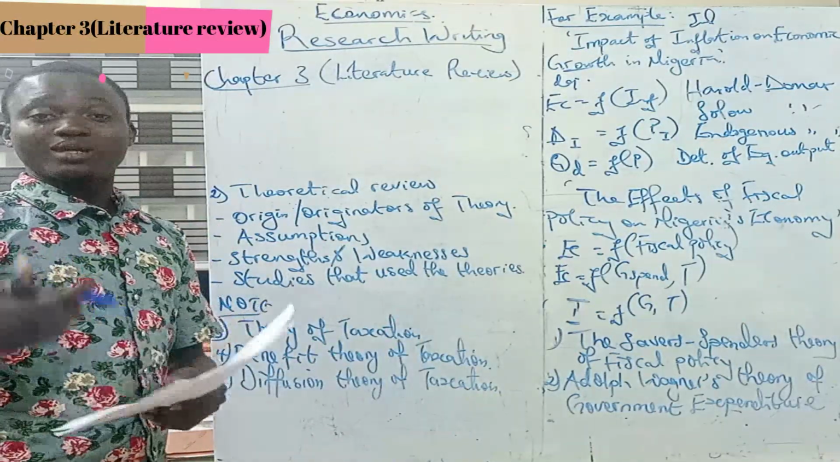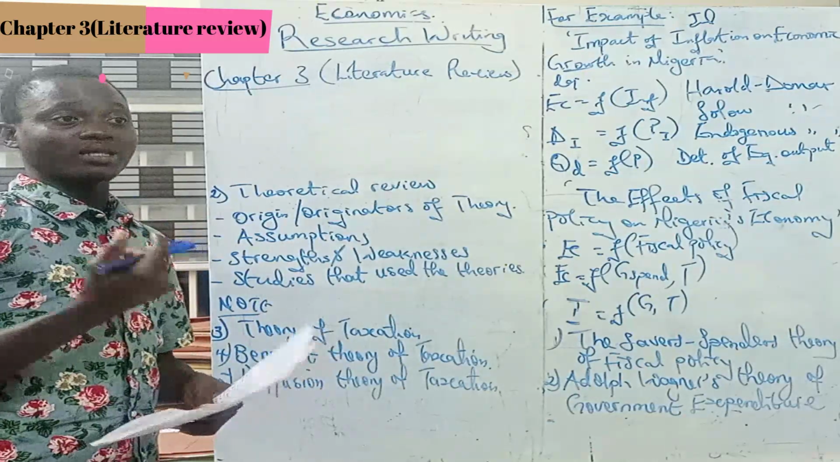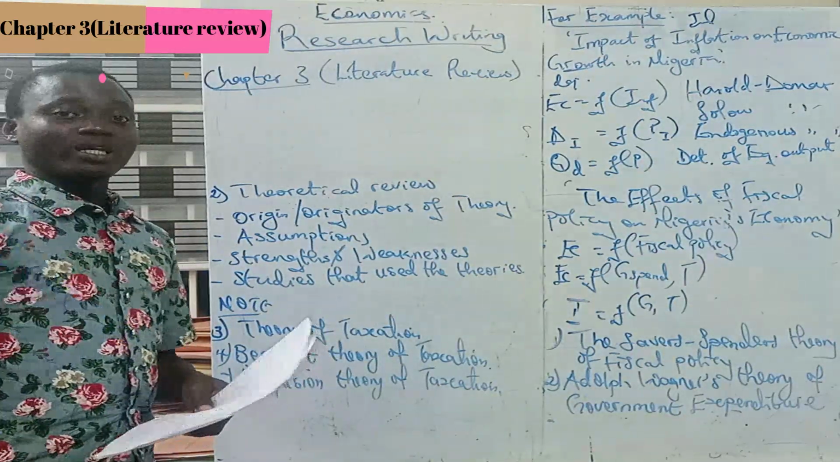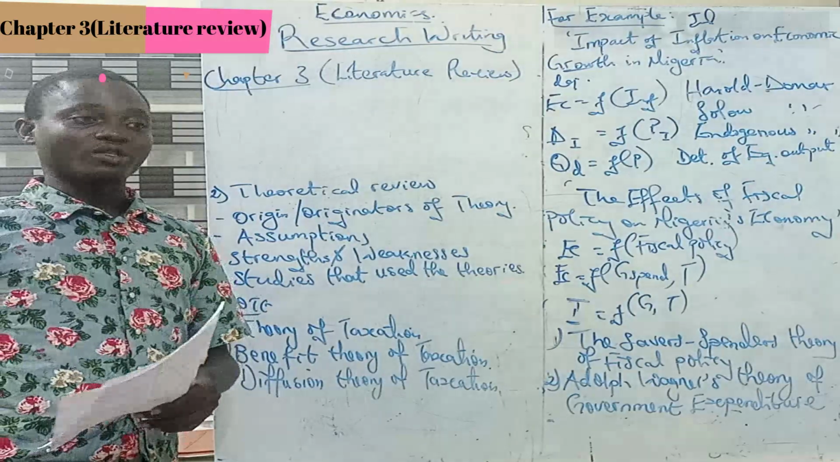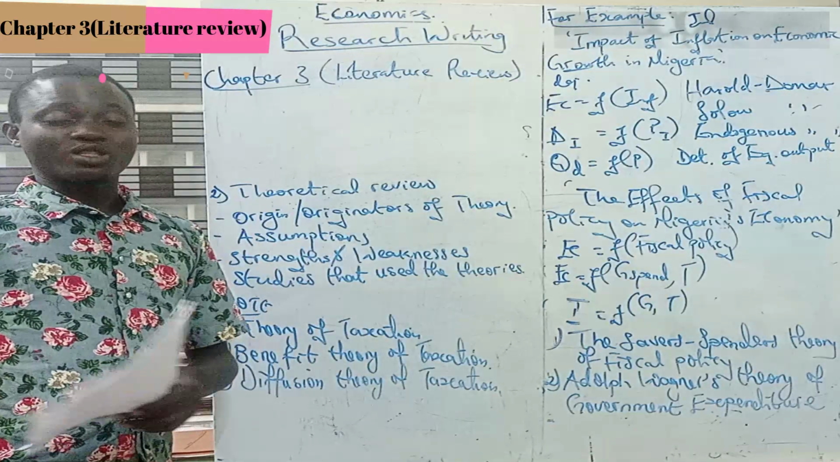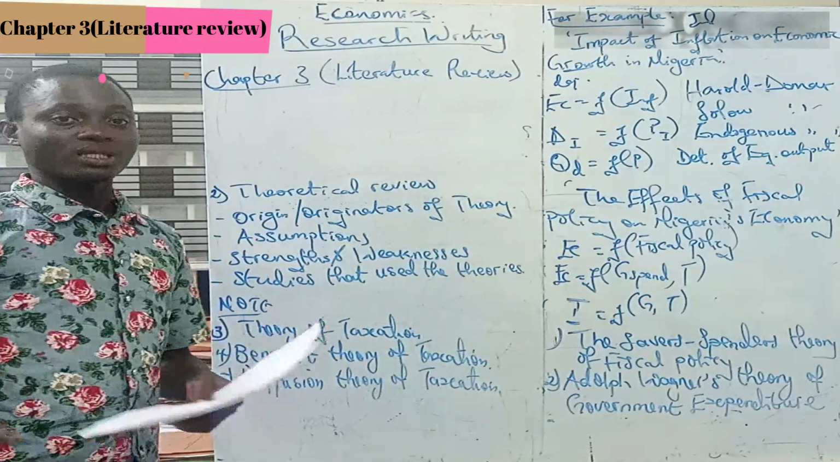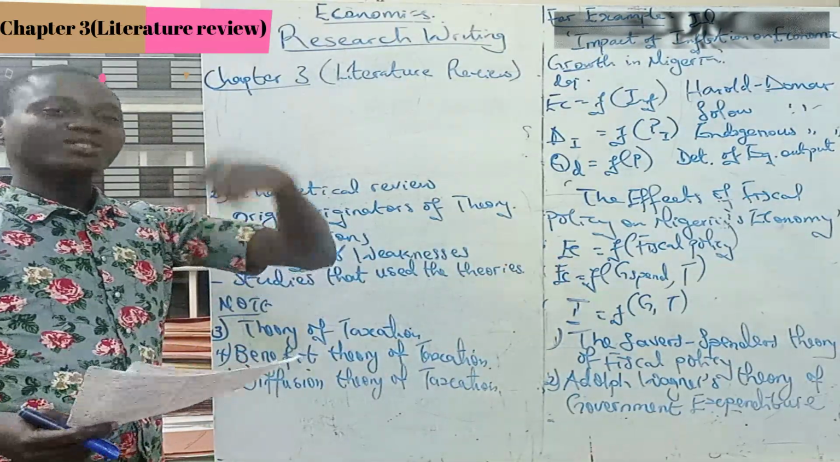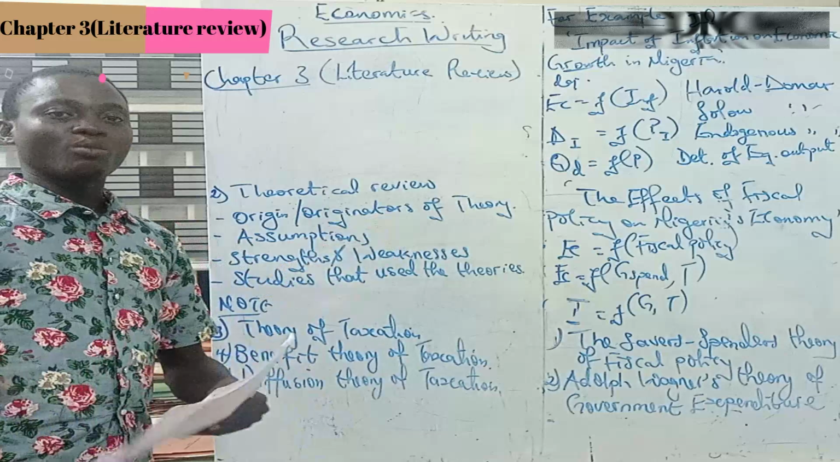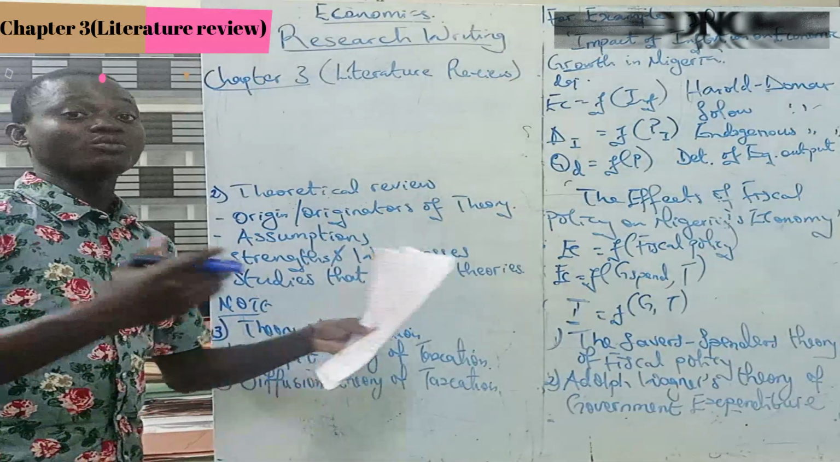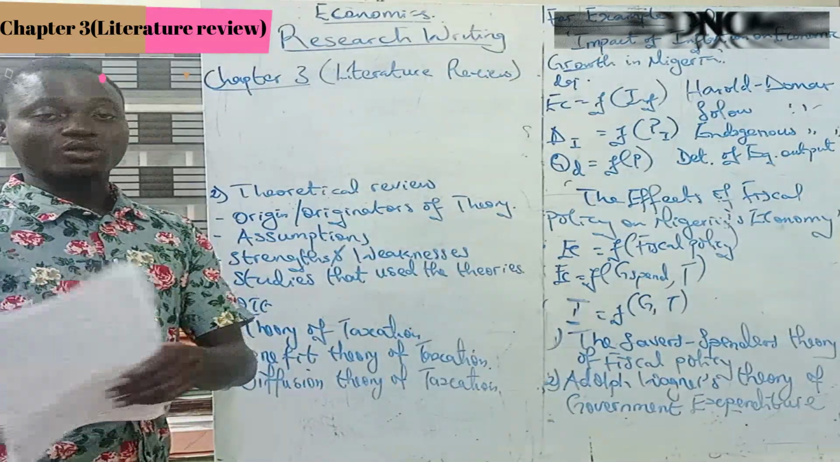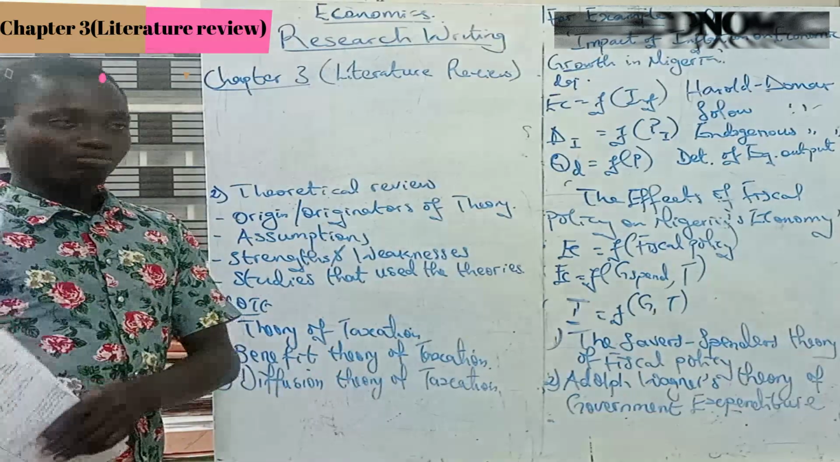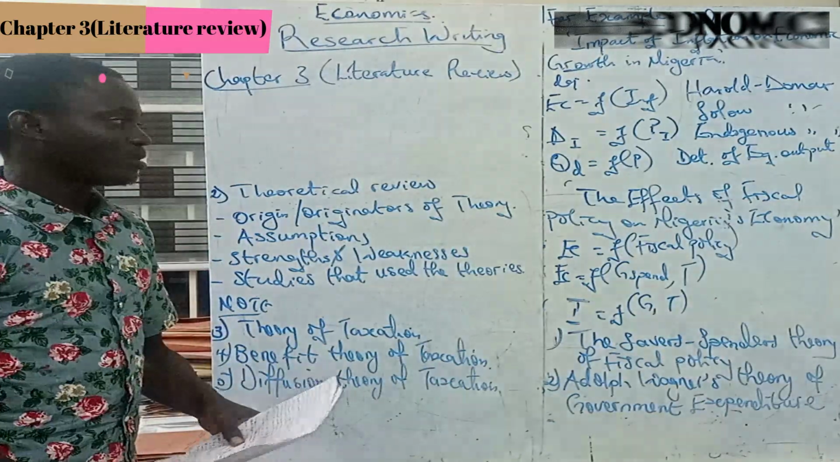Just because you are reviewing, you are trying to make us know that you saw this theory in some of the journals or in some of the studies that are related to your subject matter. So it is important that you cite some of those journals to let us understand that really you saw these things from one or two journals. So that's all about that.